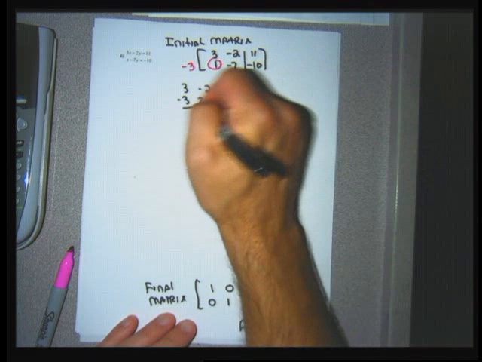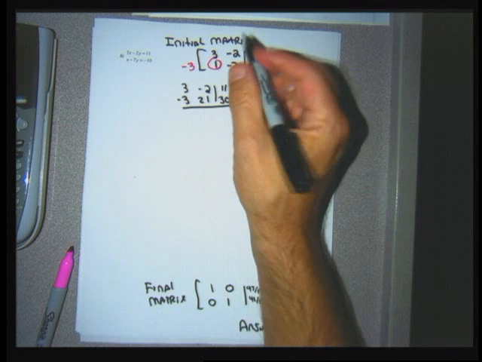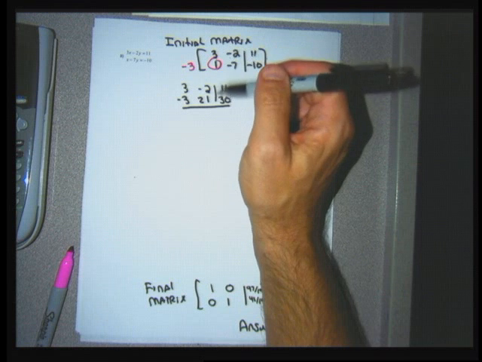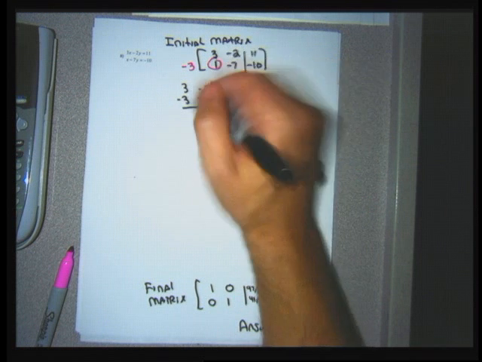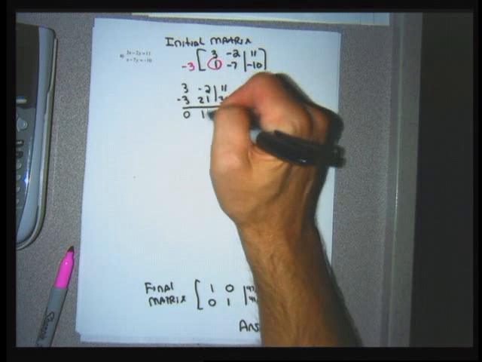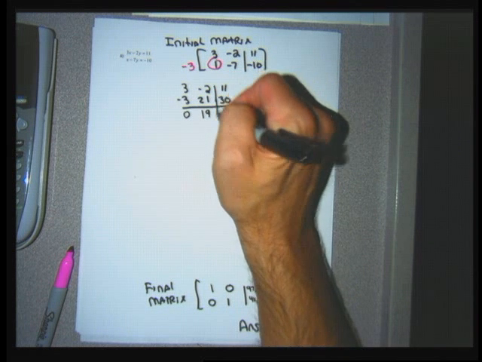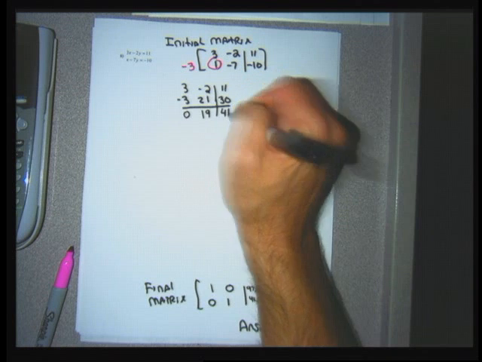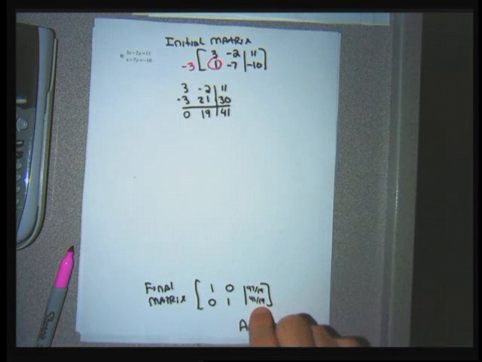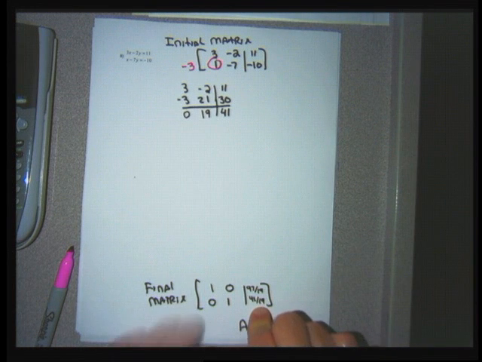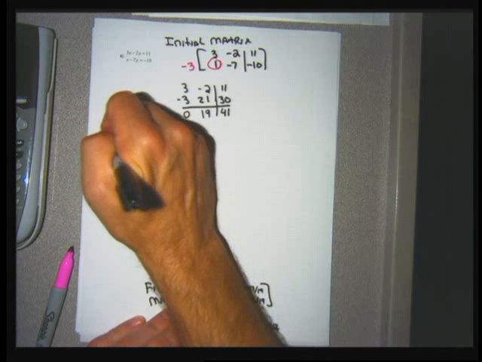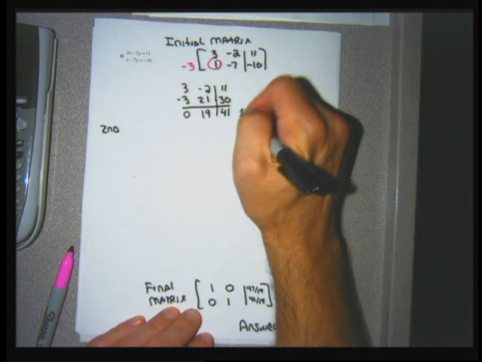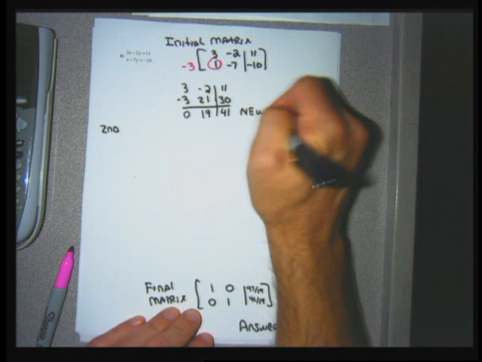If I added these together, the 3's cancel. Negative 2 plus 21 is 19, and 30 plus 11 is 41. I could divide by 41 and get my 41 over 19, but that would require me to do algebra with fractions, and I don't want to. So I'm going to leave the bottom row. So this is going to be my new bottom row.